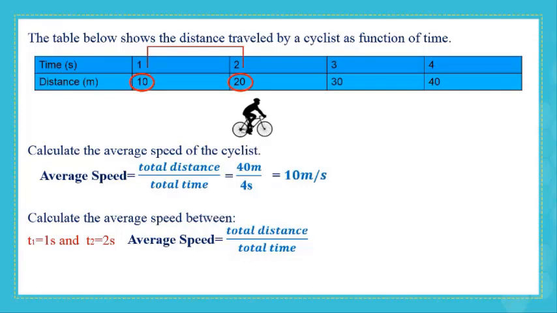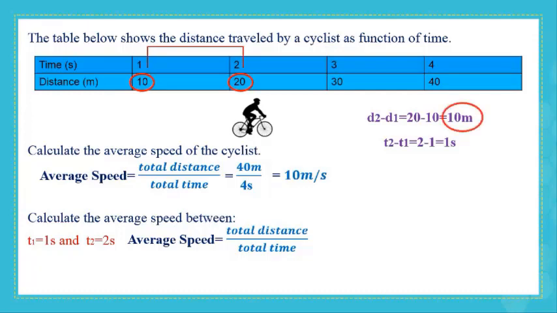How do we know the distance covered from 10 to 20 meters? We subtract 20 meters minus 10, 10 meters. Then the distance covered is 10 meters between 1 and 2 seconds. From 1 second to 2 seconds, how long is the period? Also we subtract 2 minus 1, 1 second.